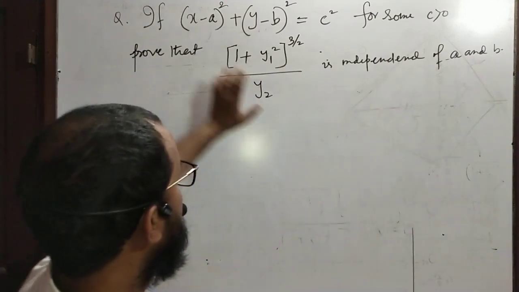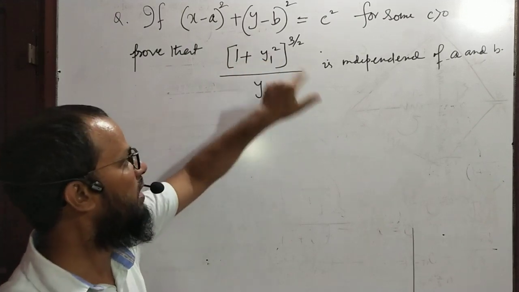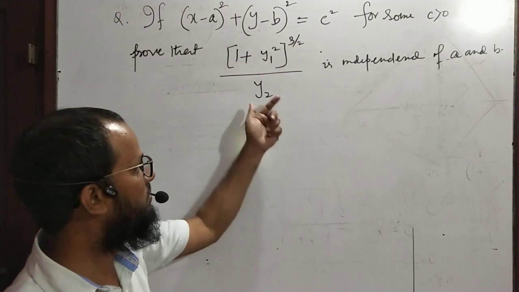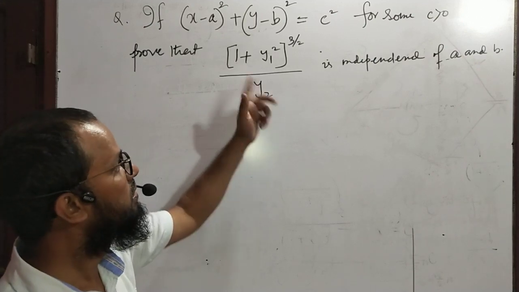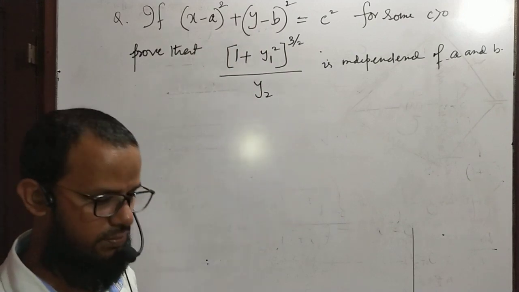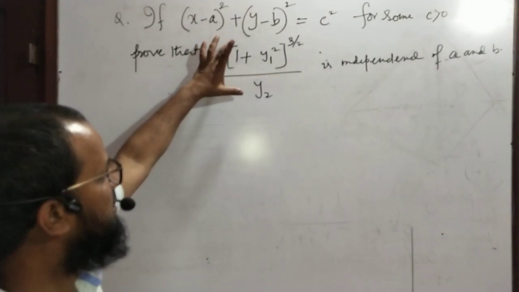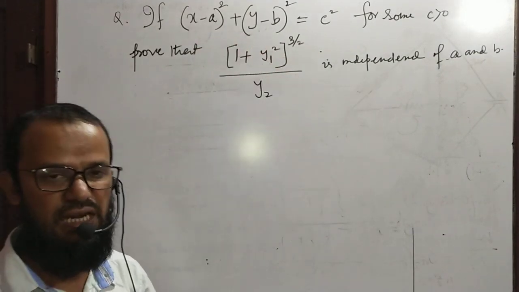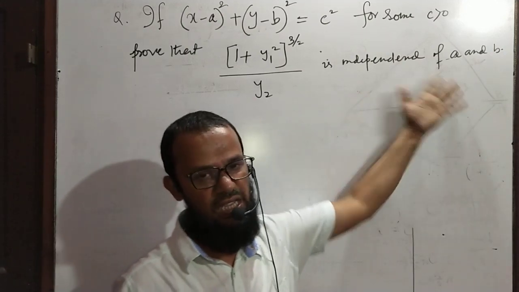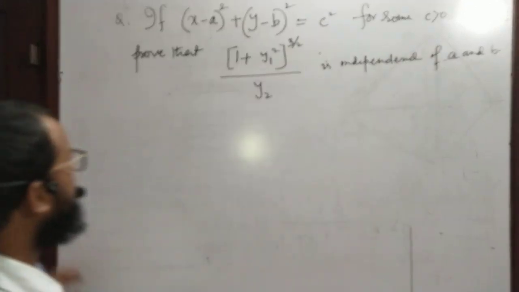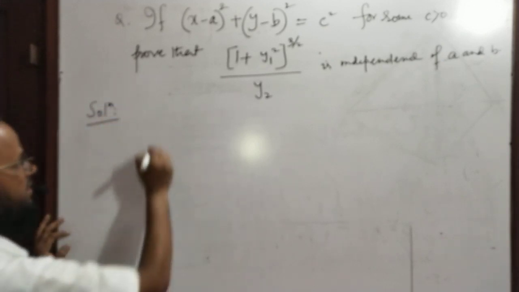What is this expression? It is 1 plus y1, meaning dy by dx, whole square, whole to the power 3 by 2, divided by the second order derivative d2y upon dx2. So from the given condition, you have to find y1 as well as y2, and put the result here. You will get an expression, and that expression is independent of what? And you are going to prove it. Let us start with the solution part. Given relation is what?